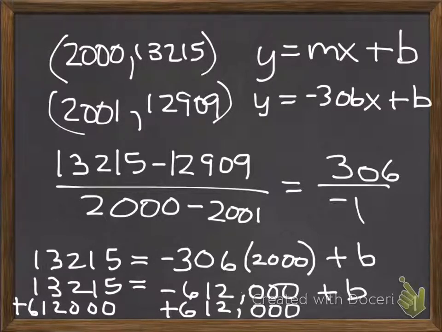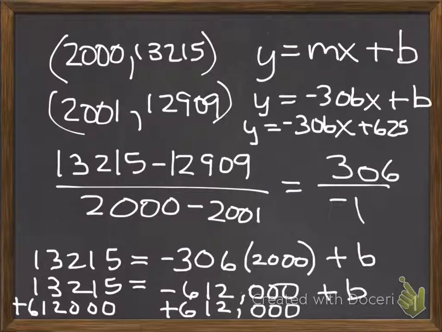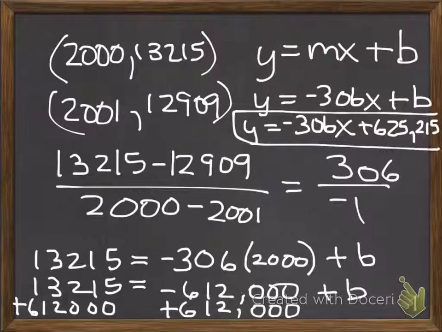So I get 625,215. So if I put that all together, y equals negative 306x plus 625,215. And that would be my equation.